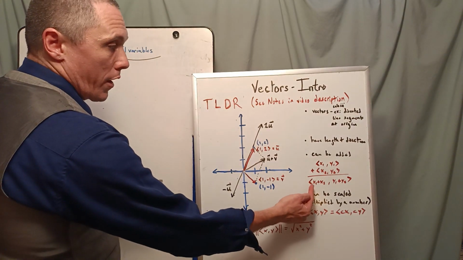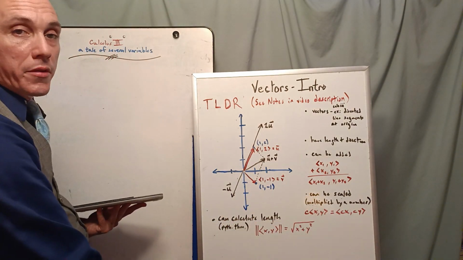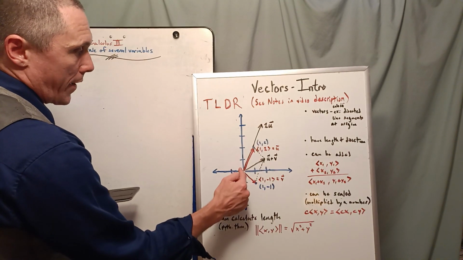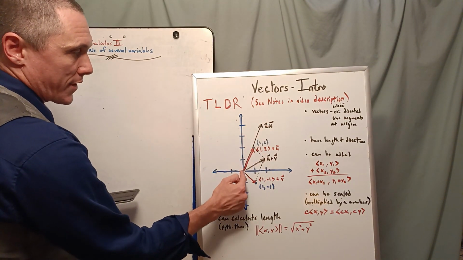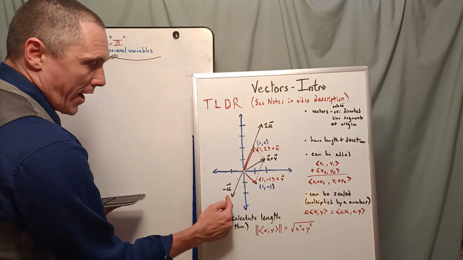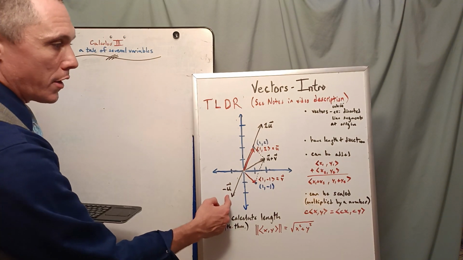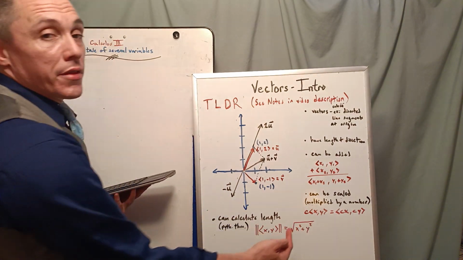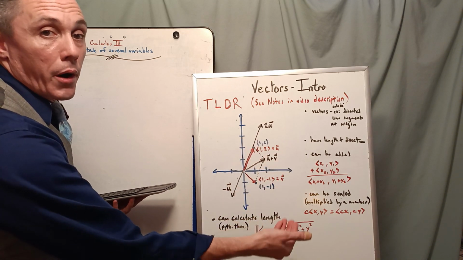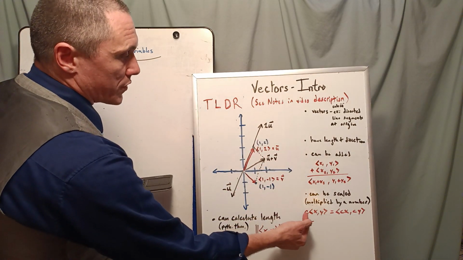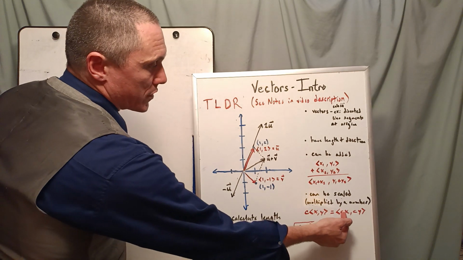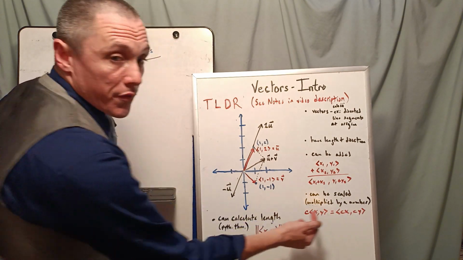We can also scale vectors, which means multiply them by some constant. And that might make them longer, or if it's less than 1, it would make them shorter. If it was negative, it might reverse the direction. But essentially, again, we define the multiplication component-wise, so that a constant times a vector is the constant times each one of its components.